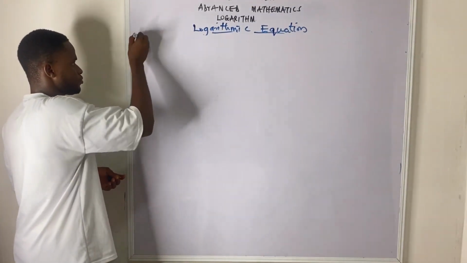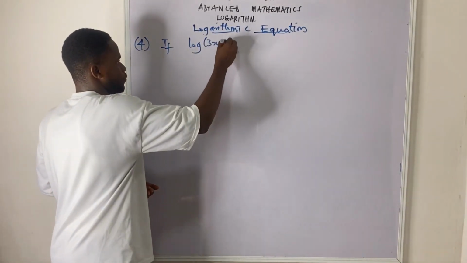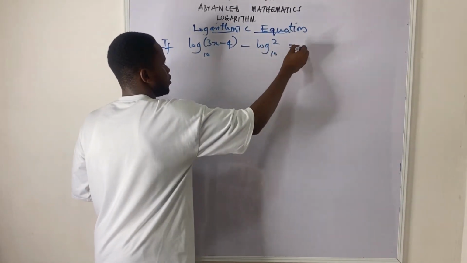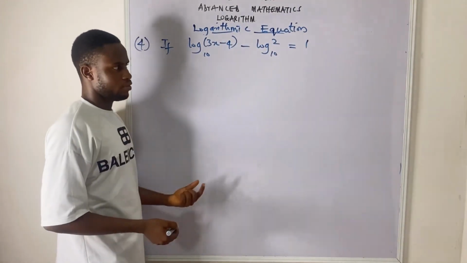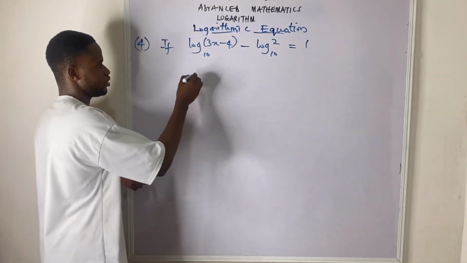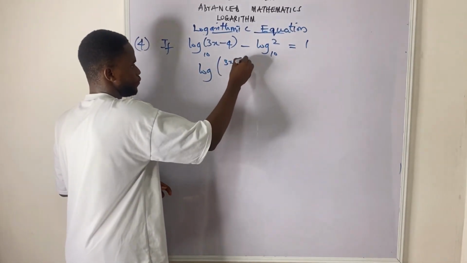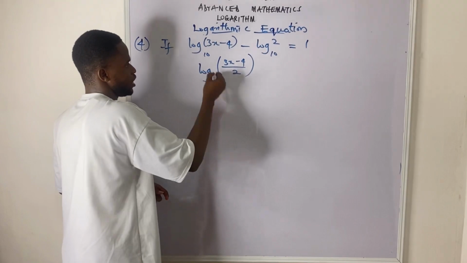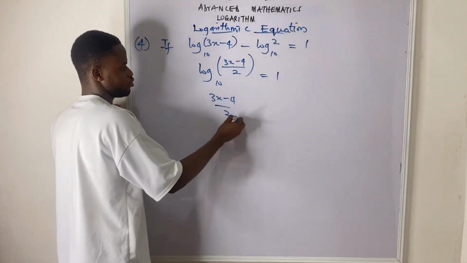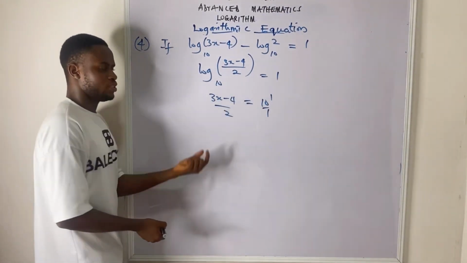Another example. If I'm given log of 3s minus 4 base 10 minus log 2 base 10 equals 1. Here, what do we apply? The subtraction law, which is division. Easy. So we just have log of 3s minus 4 divided by 2, since I have the same base, equals 1. And apply that law. 3s minus 4 divided by 2 will give us 10 raised to the power 1. So for a single fraction we can put it over 1.